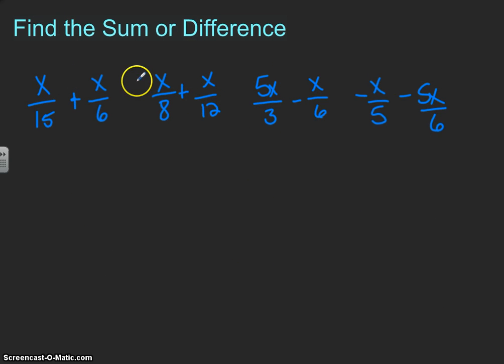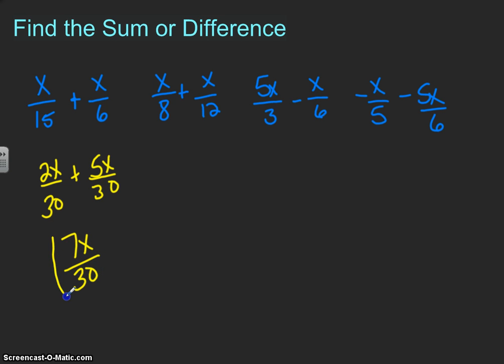Next, let's do some variables. Find the sum or difference, okay? So here what we're looking at is we need a common denominator. 15 and 6 is going to be 30. Common denominator is 30. 15 into 30 goes 2 times. 2 times x is just 2x. 6 into 30, 5 times x is 5x. Now I simply add them together. These are like terms, so I can add them. I get 7x over 30. I don't have to reduce because these two numbers do not reduce, so I'm finished.